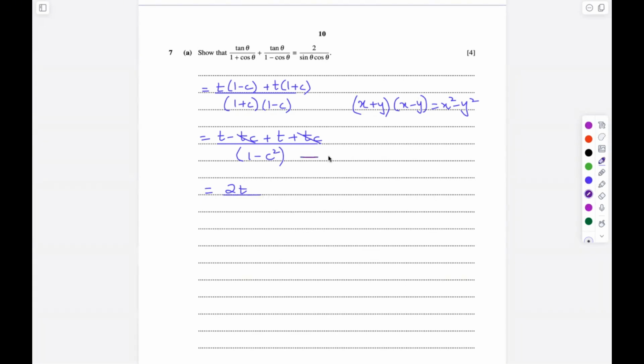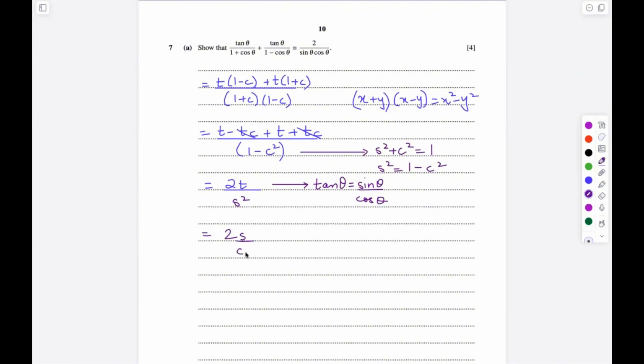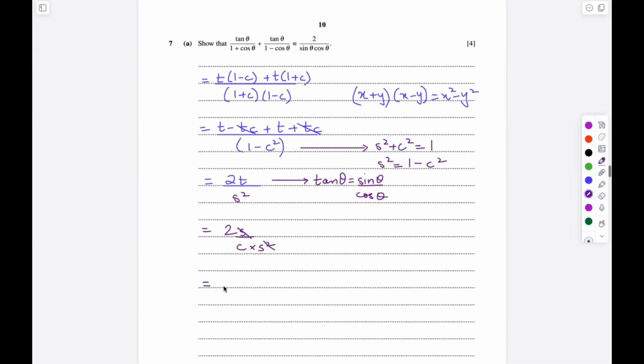In the denominator, we can apply the identity sine squared plus cos squared equals 1. So sine squared is equal to 1 minus cos squared, and we can write sine squared in place of 1 minus cos squared. Now, as we need the expression in terms of sine and cos, in place of tan we can write sine upon cos, since tan theta is equal to sine theta upon cos theta. There was already a sine squared in the denominator, so this sine and this sine will cancel out. So we'll get 2 upon sine theta cos theta, which was the identity that we had to prove.